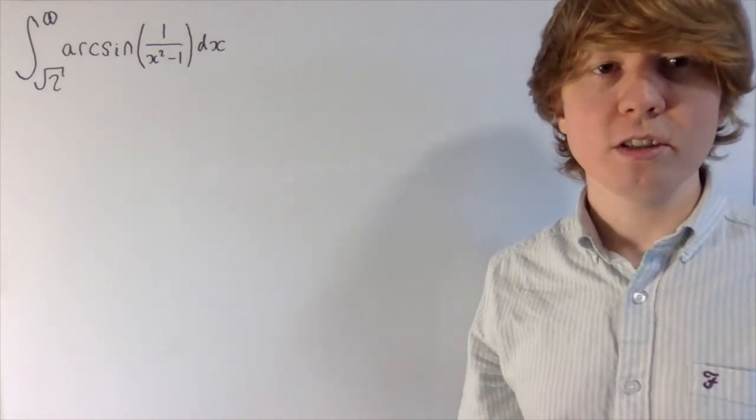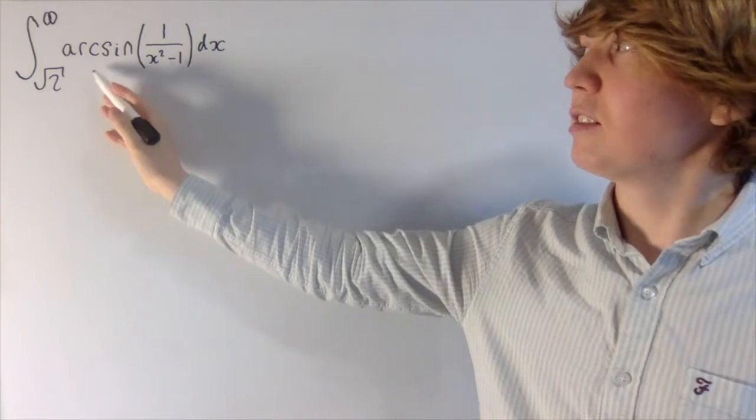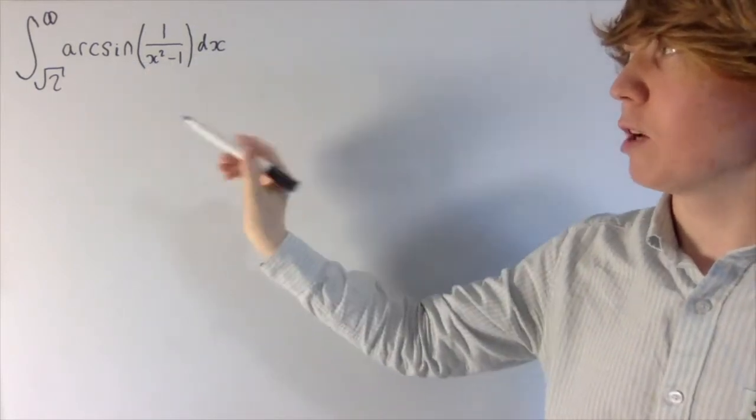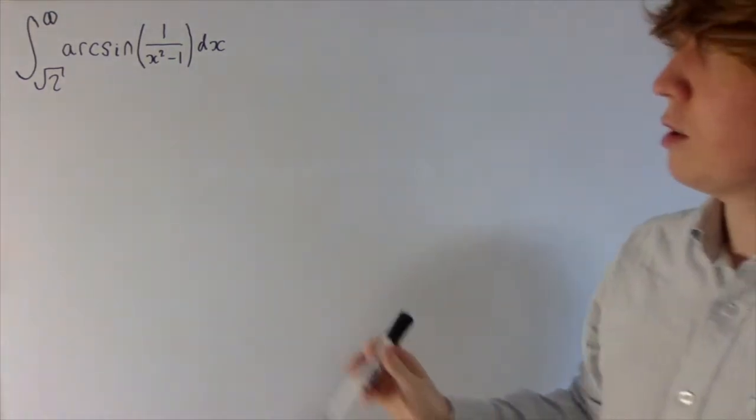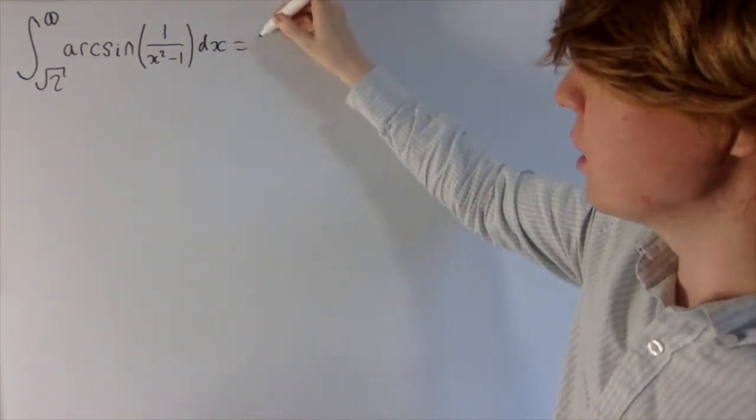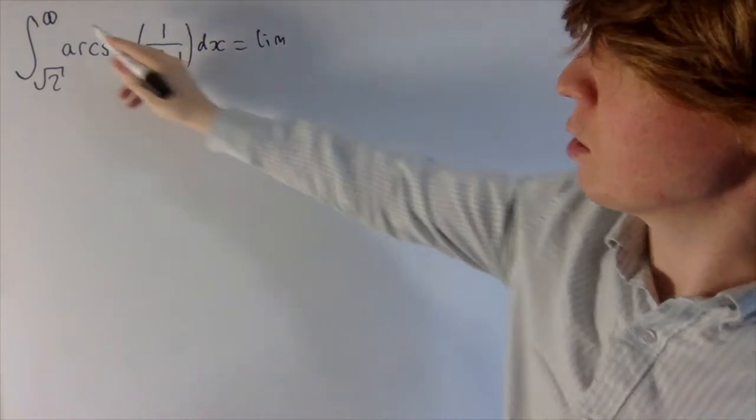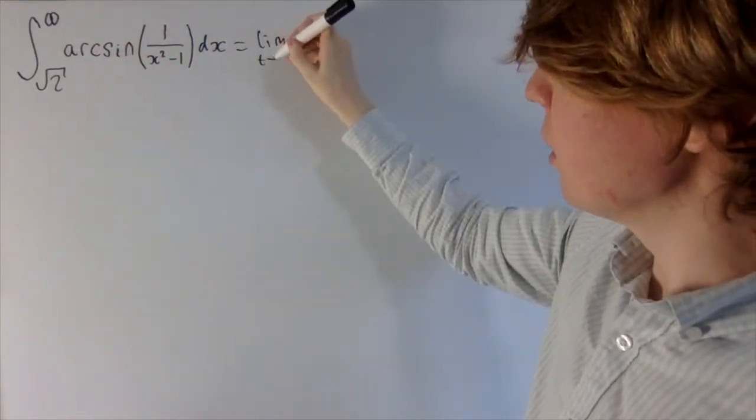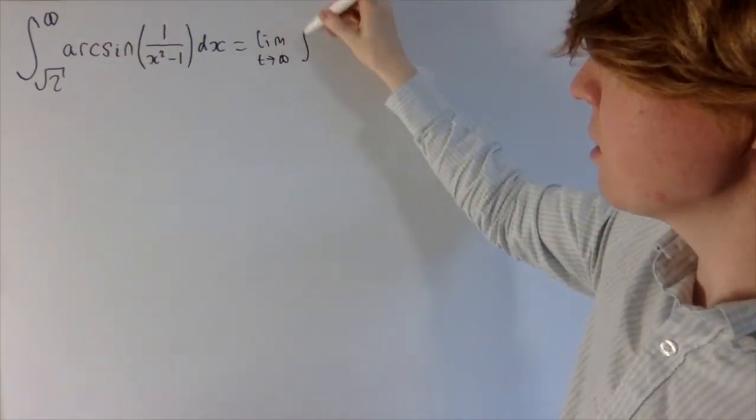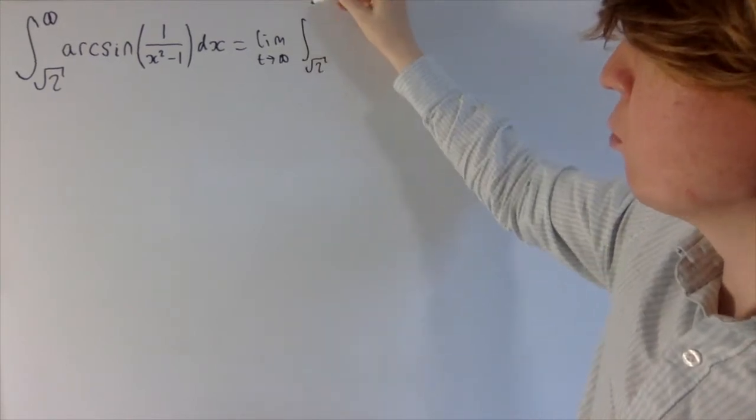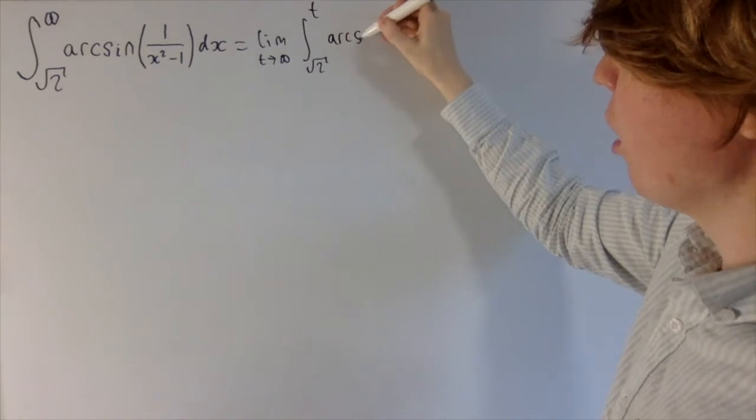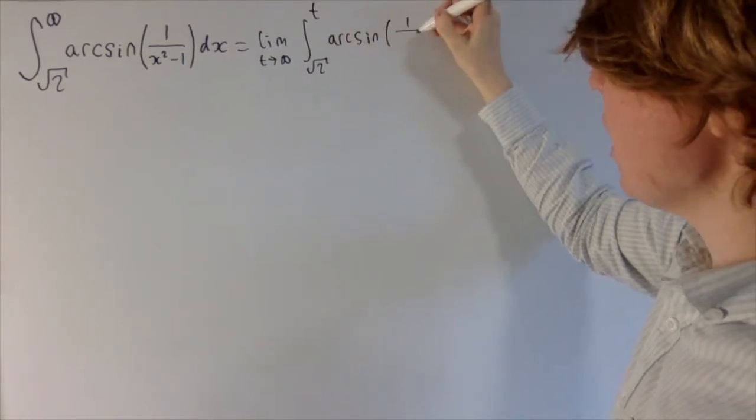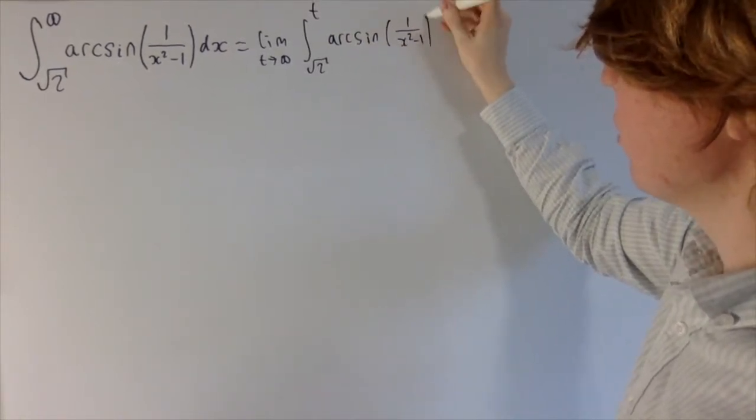Okay, let's have a go at calculating this integral here. So we've got an integral of arcsine of 1 over x squared minus 1, between root 2 and infinity. The first thing I'm going to do towards calculating this is, when we've got an integral up to infinity, I know that this is defined as a limit. So the integral from root 2 to t, as t goes to infinity, of just the same integrand here: arcsine of 1 over x squared minus 1.